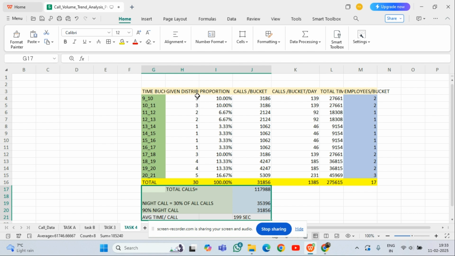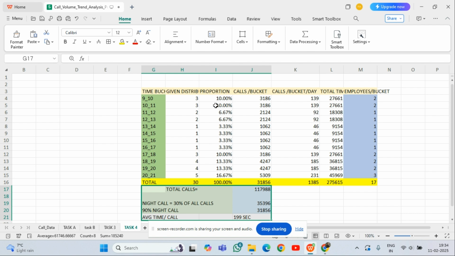Okay, so the given distribution will be the same. It is also given in the portal there, in Trinity. So from 9 to 10, the case is like this: if there are 30 calls, three calls will be assigned from 9 to 10, and three calls will be assigned in the 10 to 11 time bucket, and similarly in all these time buckets.